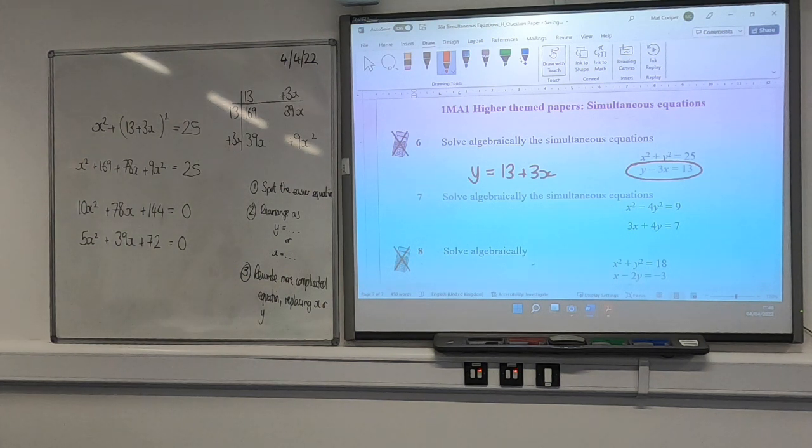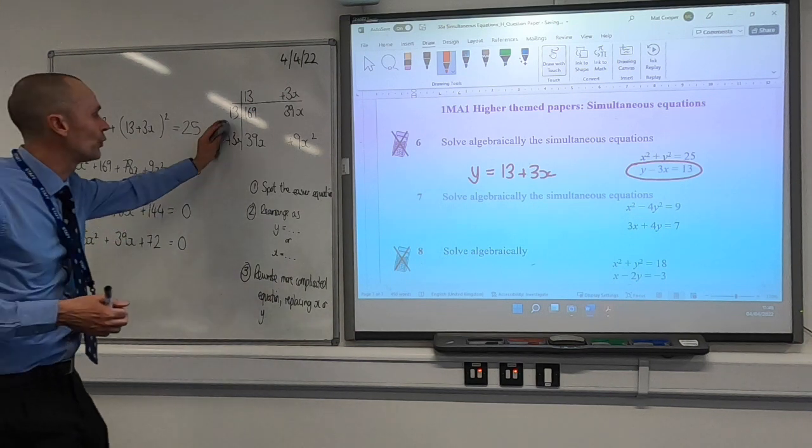Okay, never mind. I mean, it probably will factorise. Well, no, because we know it's going to be on paper 3, so we can ignore that. We probably will be able to factorise this, but let's pretend that we can't.